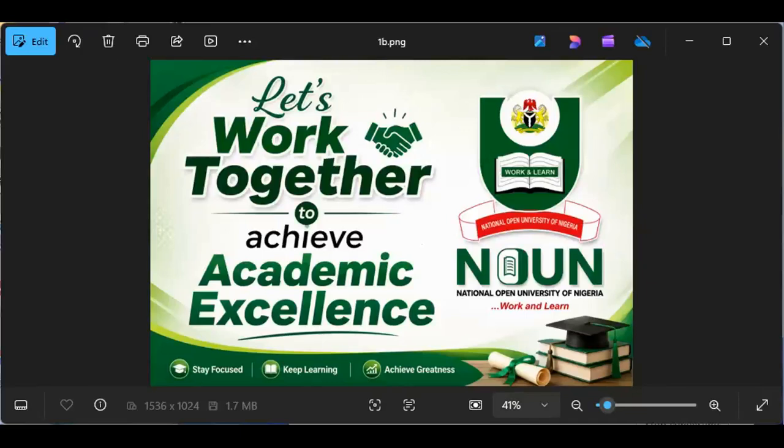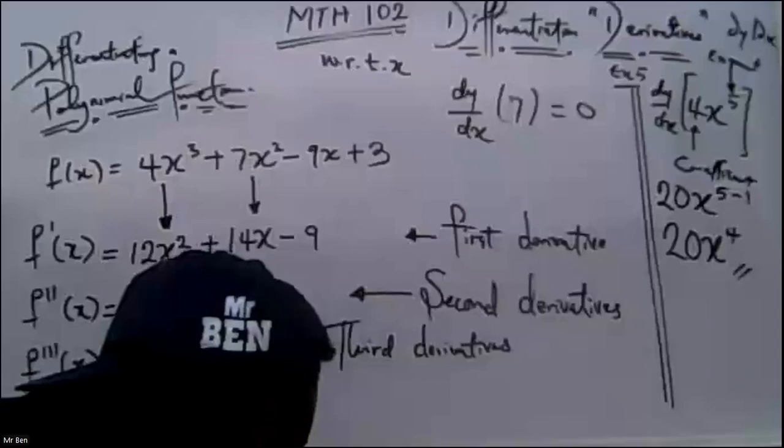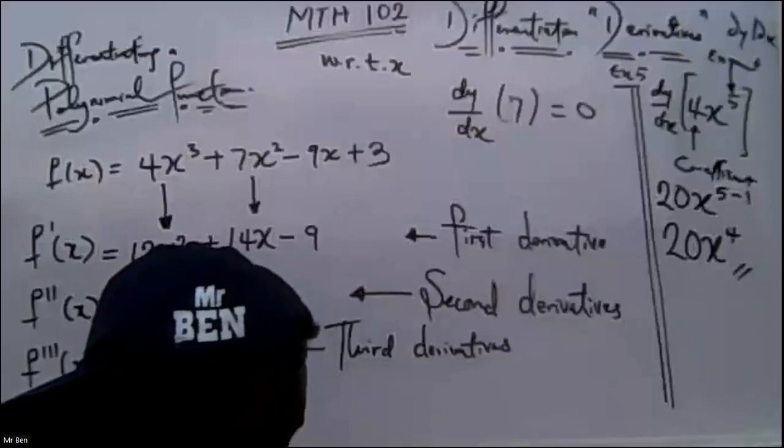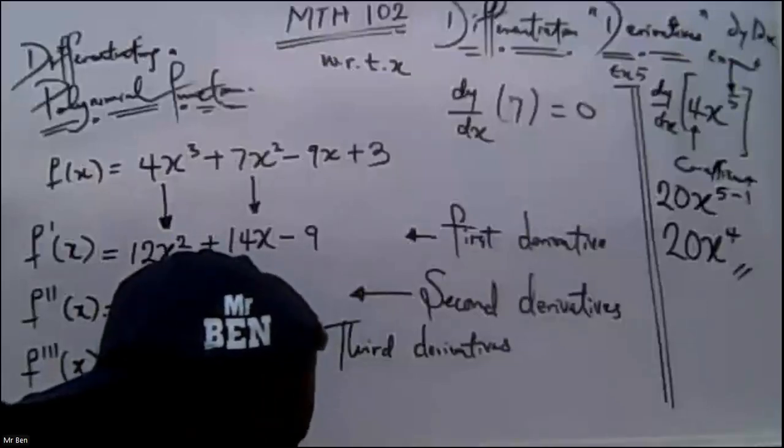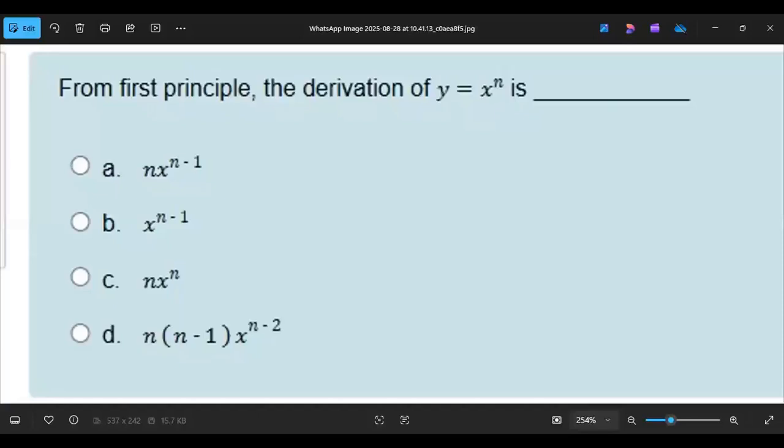Now, let me start with this. I will be disappointed if you don't know the answer. Now, I want to share this question with us. From the first principle, what is the derivative of y equals x raised to the power n? So, what's the answer? Which of the options is correct?